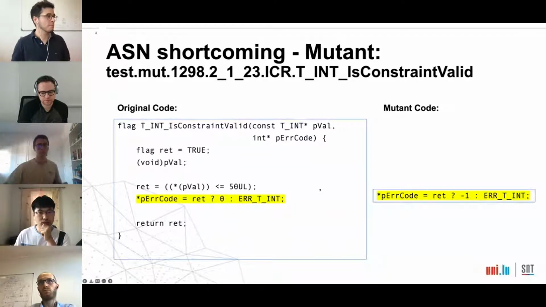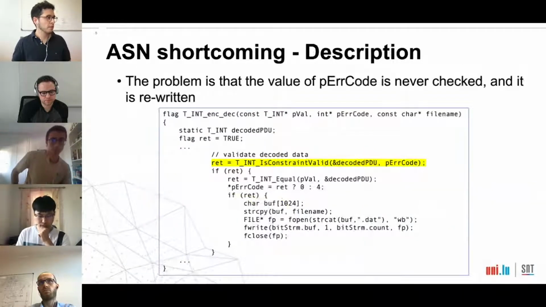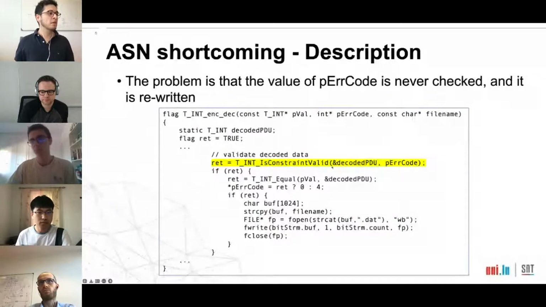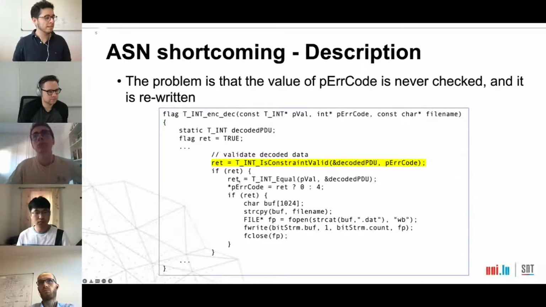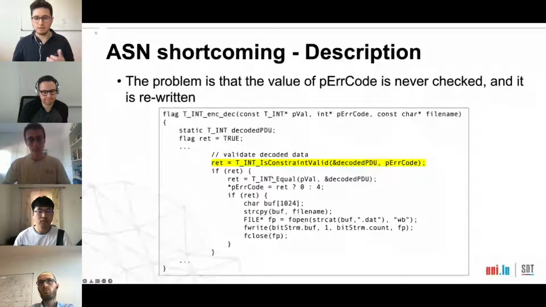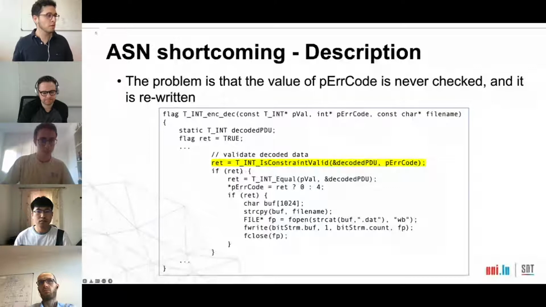By looking at the code of the test suite that invokes tint is constraint valid, we can see that PR code is never checked, and it is actually written in this line. So this is basically a shortcoming because it's lacking an oracle, and to solve this, it will be enough to add a check on this if condition to validate the value of the PR code.